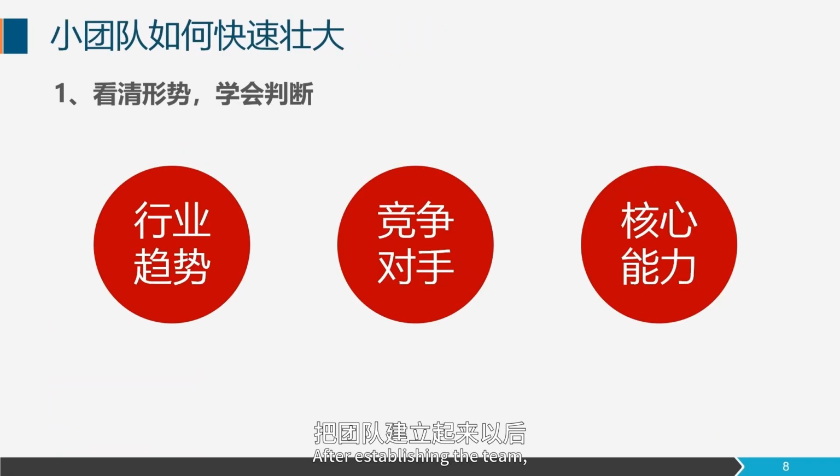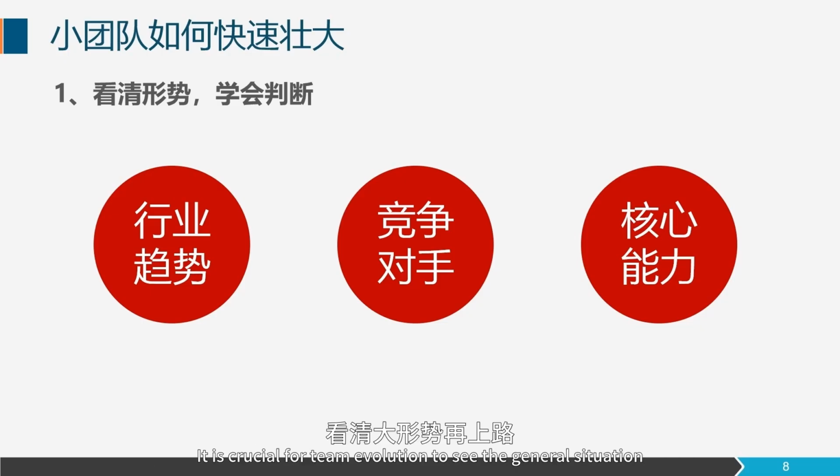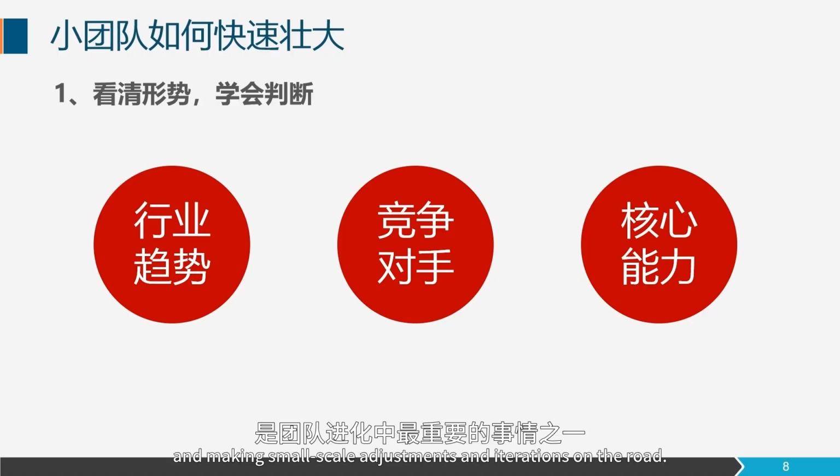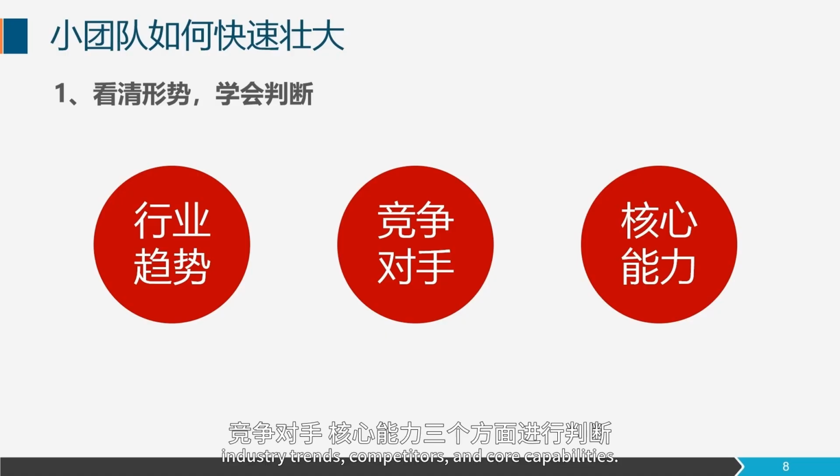After establishing the team, how can we quickly develop and grow? On the road to team development, the worst thing is when a group of people run faster on the wrong path. It is crucial for team evolution to see the general situation before moving forward and making small-scale adjustments and iterations on the road. Therefore, it is essential to see the situation clearly and learn to make judgments. We can make judgments from 3 aspects: industry trends, competitors, and core capabilities.